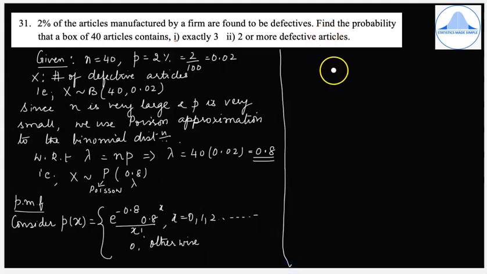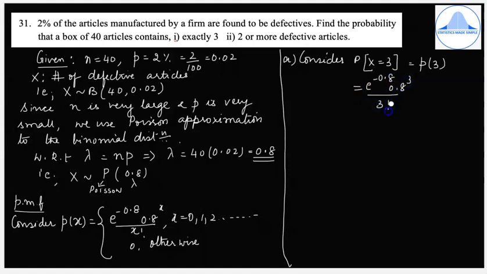So now let us start with the first subdivision. So subdivision A or 1. So consider, you should find the probability of getting 3 defectives. That means capital X is equal to 3, which is equal to P of 3. So in this PMF, wherever you have X, replace it by 3. So e to the power minus 0.8, 0.8 to the power 3 by 3 factorial.